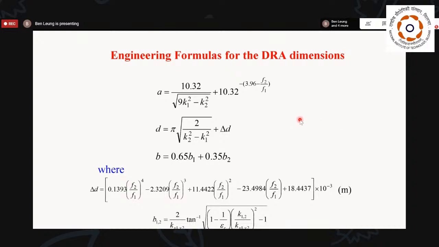After using the curve fitting technique, we obtain A given by this formula, D given by this formula, and B given by this formula. Now, B1, B2 are given by this formula, and delta D is given by this formula. K1 and K2 are the wave numbers at frequency F1 and F2. F1 is the frequency of the TE111 mode, whereas F2 is the frequency of the TE113 mode.